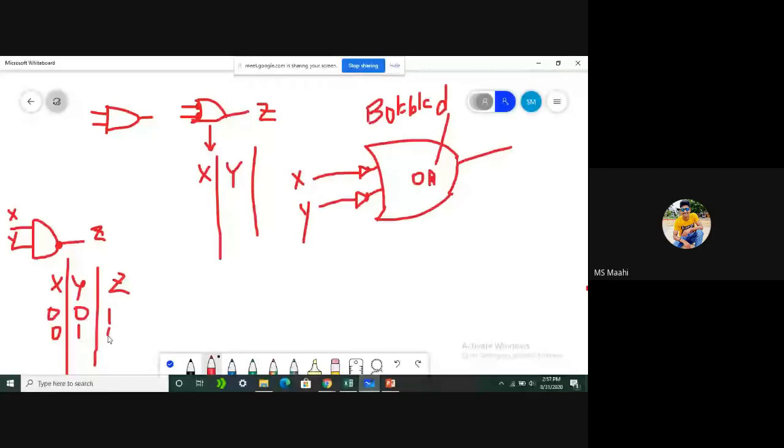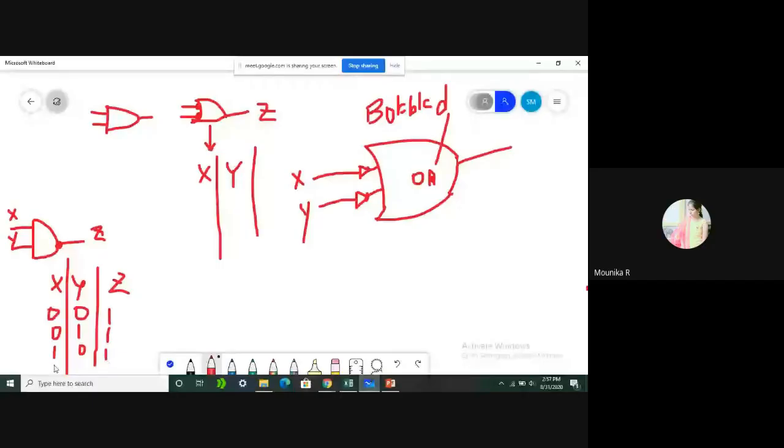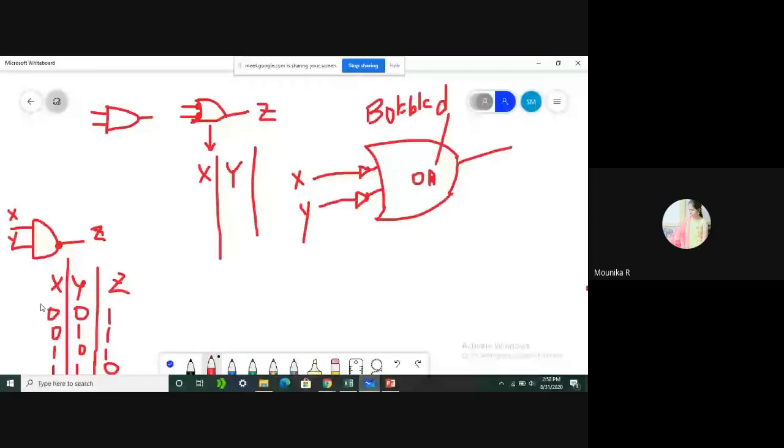1. Okay, 1. Finally, for 1 0 also we need to get 1. But in the all-high condition, 1 1, in the AND gate it is 1, but in the NAND gate it is 0. So this is how we can find the truth table for the NAND gate. Yeah, sir. Okay. Now what I am saying is this NAND gate is similar to the bubbled OR.